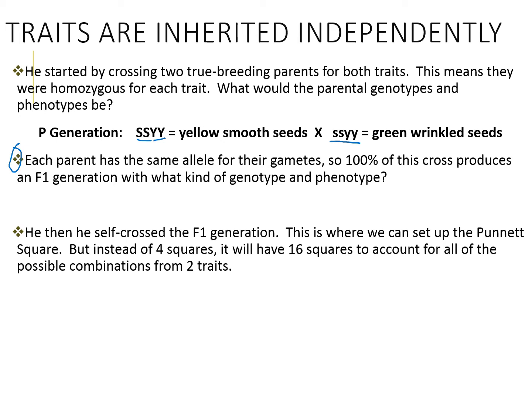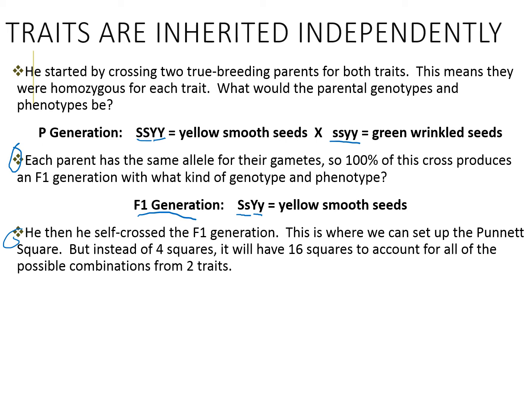So 100% of this cross produces an F1 generation with what kind of genotype and phenotype? You can pause if you want. They're going to be heterozygous. And how we would write that down is as follows. The F1 generation is going to be big S, little s, big Y, little y. So yellow, smooth seeds, because big S is dominant to little s, so smooth, and big Y is dominant to little y, so yellow. He then self-crossed the F1 generation.